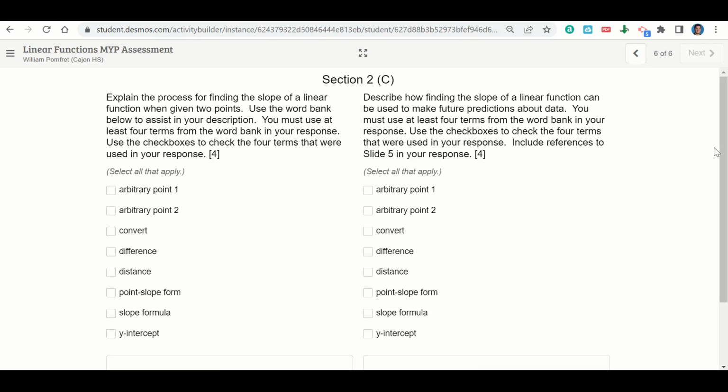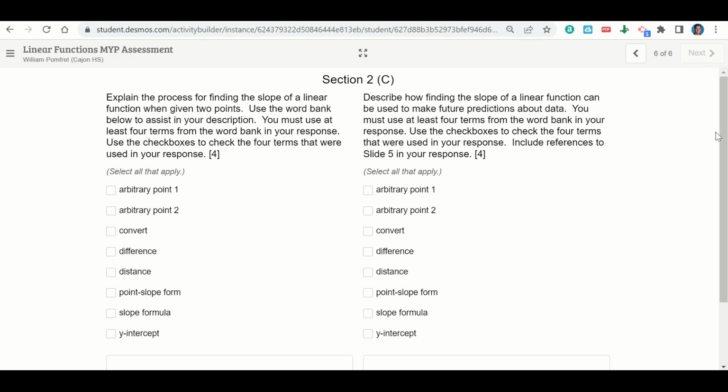Lastly, you're going to be asked to explain how we can use slope-intercept form and some of those concepts that we've learned in this unit to answer questions. In this one it says, explain the process for finding the slope of a linear function when given 2 points. It says use the word bank to assist. So these are our words. And it says you must use at least 4 words from the word bank in your response. Use the check boxes to check the 4 terms that were used.